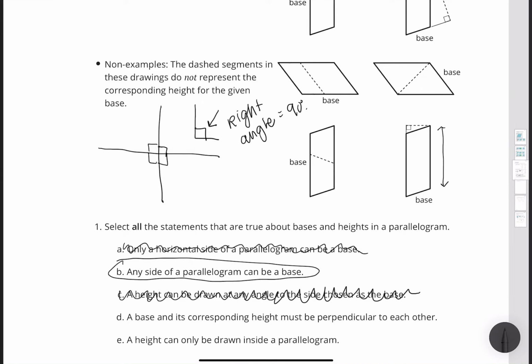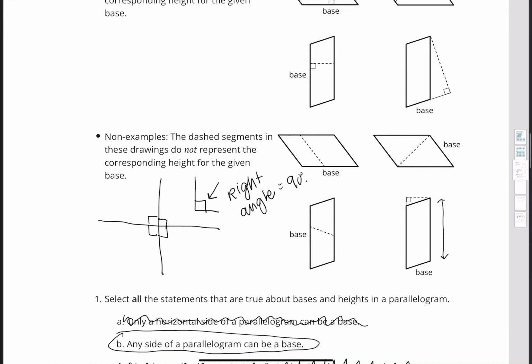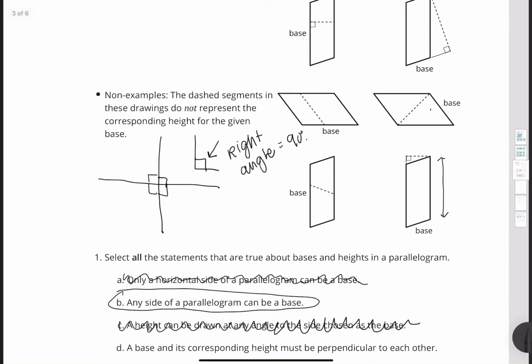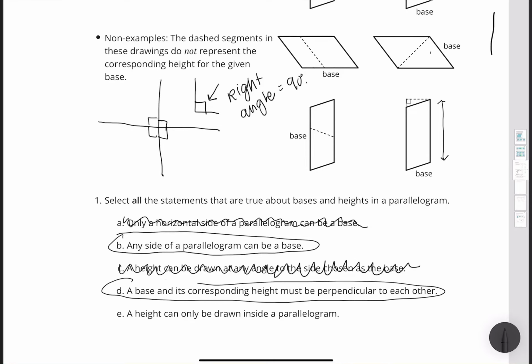Okay, so let's look at the ones that indicate the height correctly. When I look at the ones that indicate the height correctly, I see that little box that indicates a 90-degree angle. However, when I look at the ones that are non-examples, I don't see that little 90-degree angle symbol. So I can declare that D is correct.